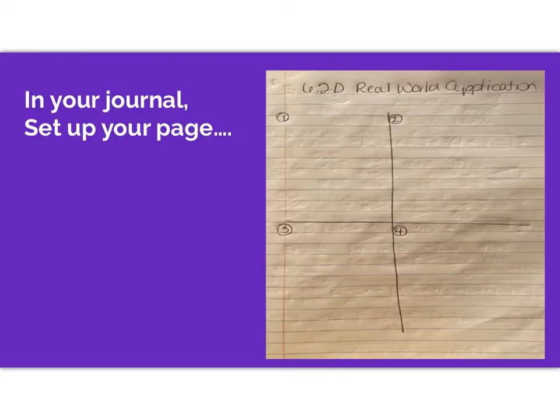Go ahead and set up your journal page. The title is 6.2D Real-World Application. We're just going to be using real-world scenarios to talk about how to order rational numbers. We're going to go through 4 examples, so you need 4 sections. Pause the video and get it set up, please.